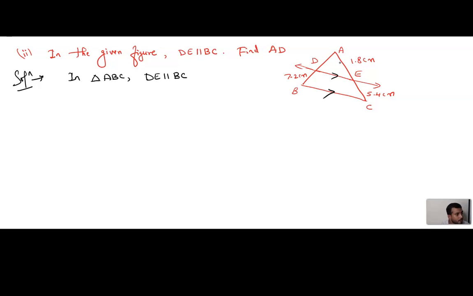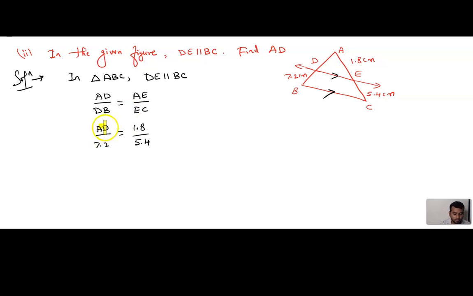So can we apply BPT? Yes. So what is BPT? Half by half. That is AD by DB is equals to AE by EC. Right? Good. AD we don't know, keep it as it is. What is DB? 7.2 is equals to, what is AE? 1.8 by EC 5.4.